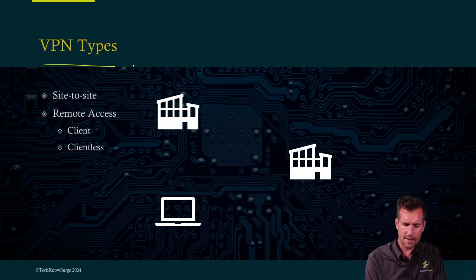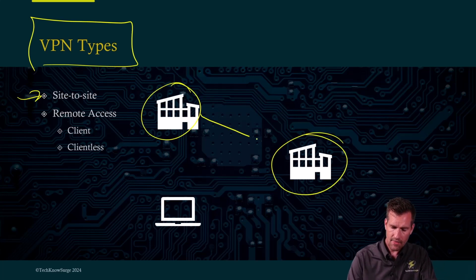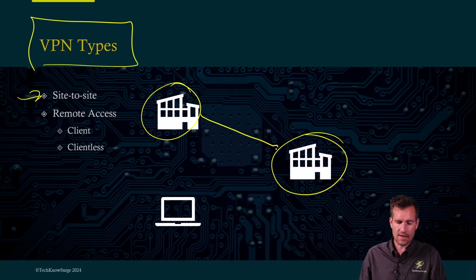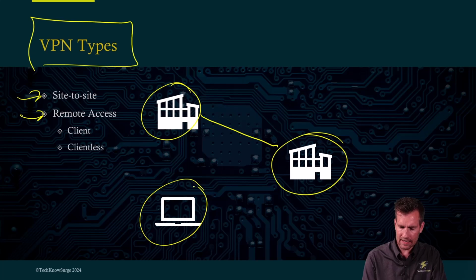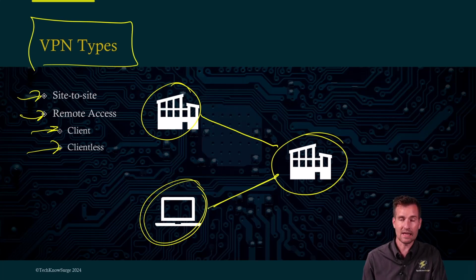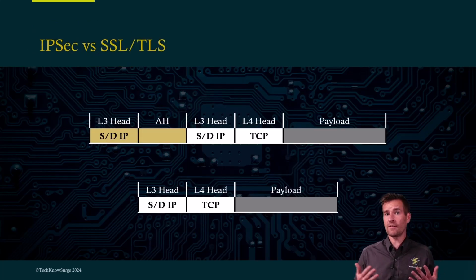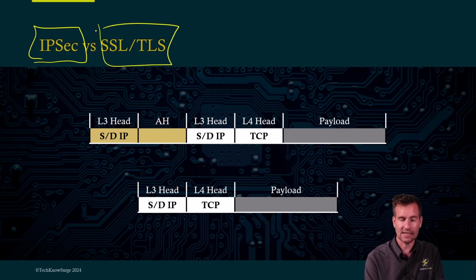There are a couple different types of VPN types. One of them is site to site. If a company has two sites here and they want to connect them together, that would be considered a site-to-site VPN connection. Versus a remote access connection would be just an end user that needs to connect into the network. And in this case right here, there's a client and there's a clientless type where you can connect in to the company network. Now there's actually quite a few different ways that we can set up VPNs, but they're really the two primary ways that we secure the communication is either through IPsec or SSL/TLS.